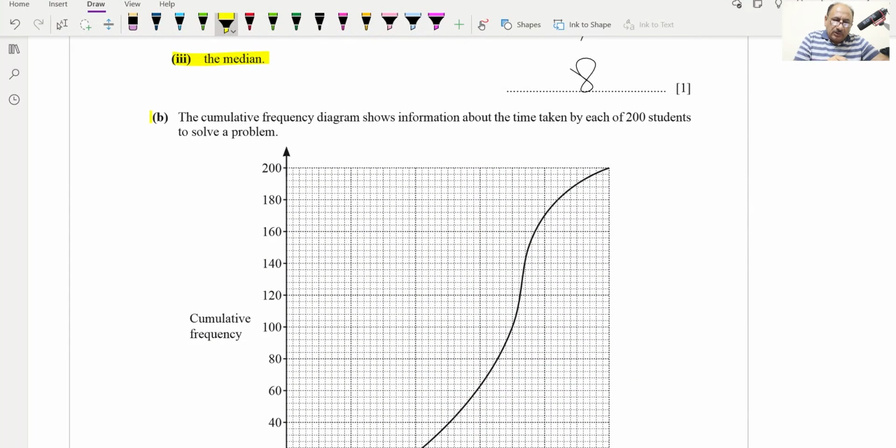Part B, the cumulative frequency diagram shows information about the time taken by each of 200 students to solve the problem.